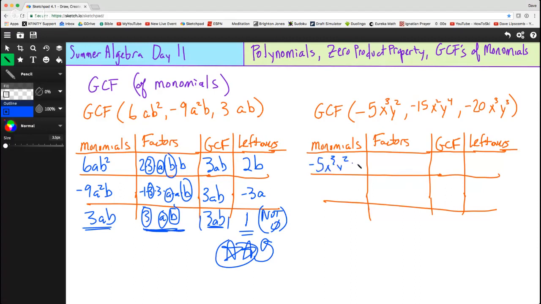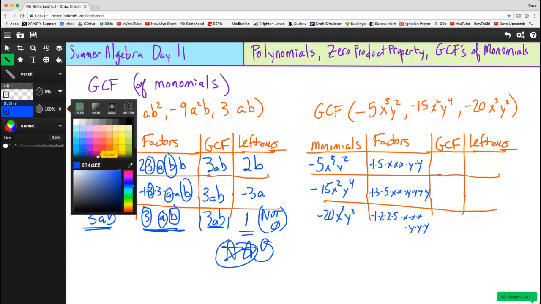-5x cubed y squared, -15x squared y to the 4th. Hopefully we have enough room. -20x cubed y cubed. Okay, -1 times 5 times x times x times x times y times y. -1 times 3 times 5 times x times x times y times y times y times y. This is going to be tricky. -1 times 2 times 2 times 5 times x times x times x times y times y times y.